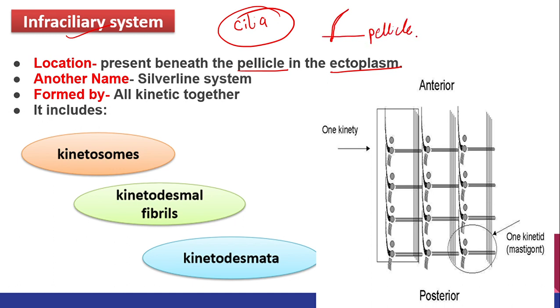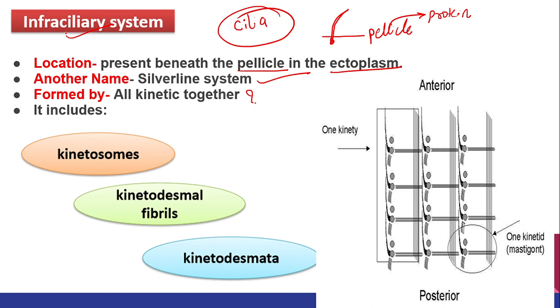This is your pellicle, that is nothing but your protein layer. Below the protein layer you have granules, and beneath that you have the infraciliary system. Another name of the infraciliary system is silver line system, not given in your textbook. If you don't want to study, leave it. It is formed by all kinetics together. Put a question mark over here. You will not understand this right now.